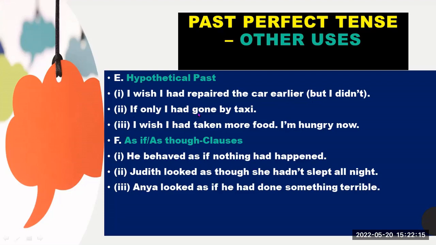Then another example, if only I had gone by taxi. Probably you are going to attend an event and your presence is needed, and eventually you stand somewhere waiting for the bus and all that, and that slow means of transport delays you, and then you arrive late. And now you are imagining that you would have arrived earlier if you had gone by taxi. So you hypothetically say, if only I had gone by taxi, I would have arrived earlier.